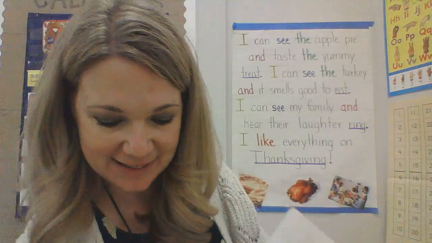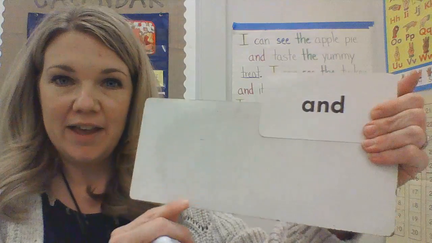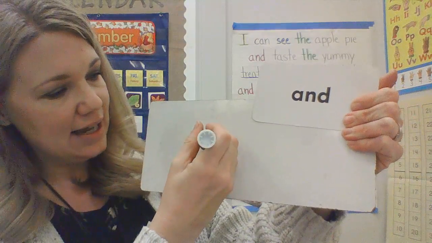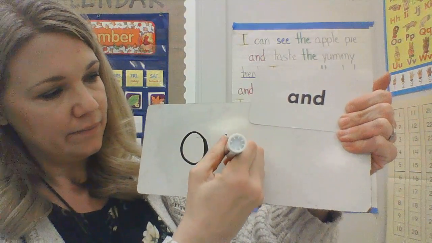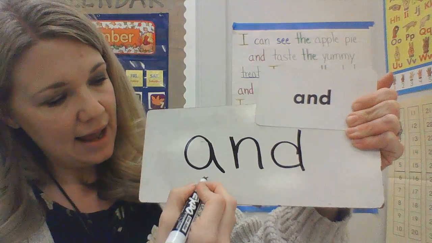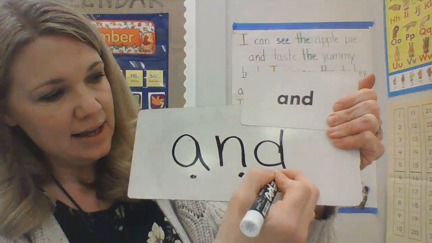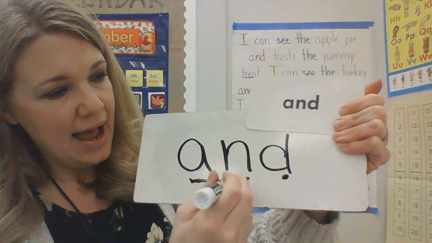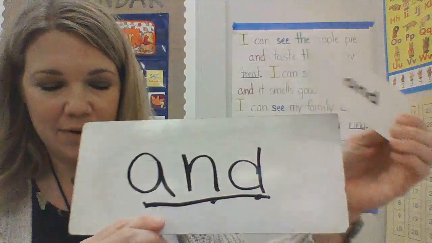I. You spell it and say it all in one time. I. Good. All right, we have two more. This is our sight word. Let's write it together. Let's spell it. A-N-D, and. That's the sight word and.